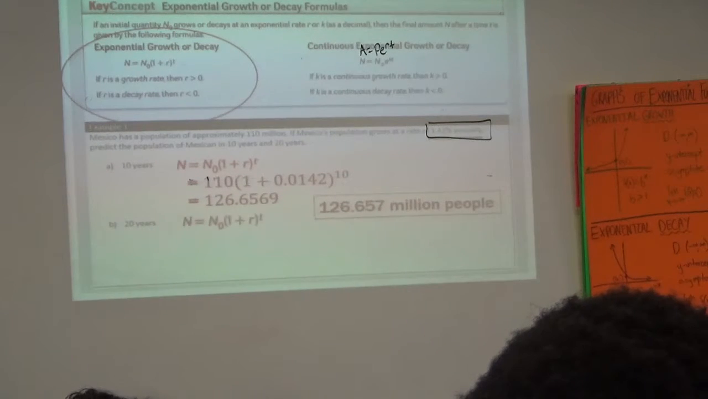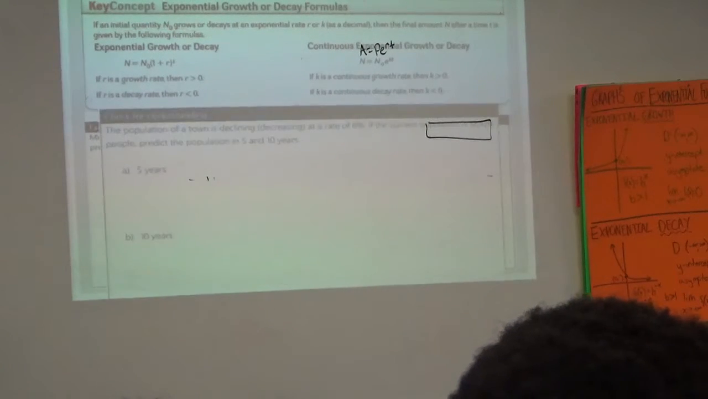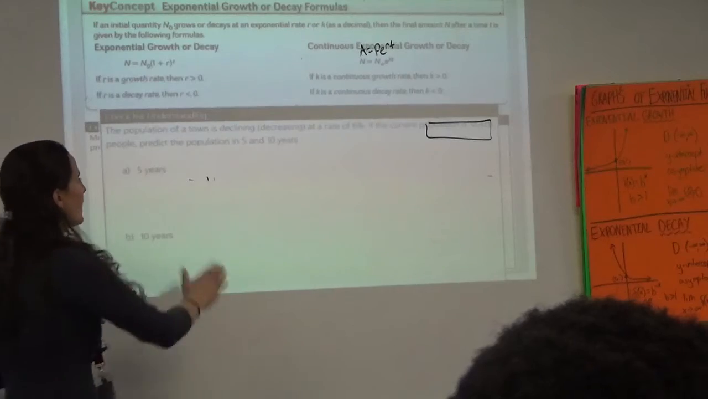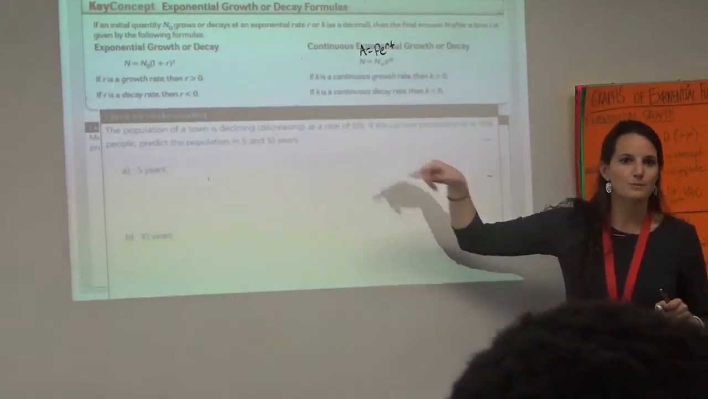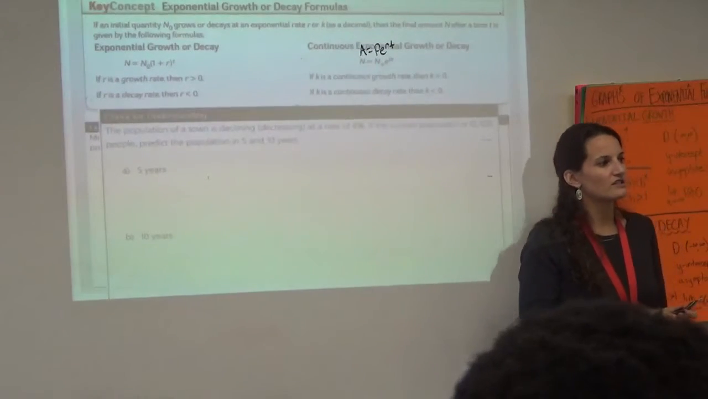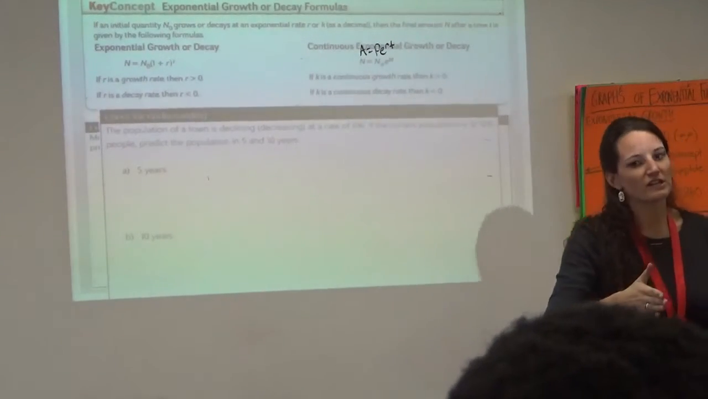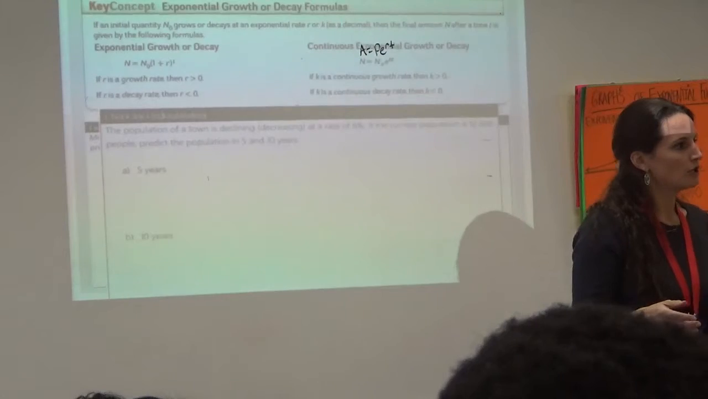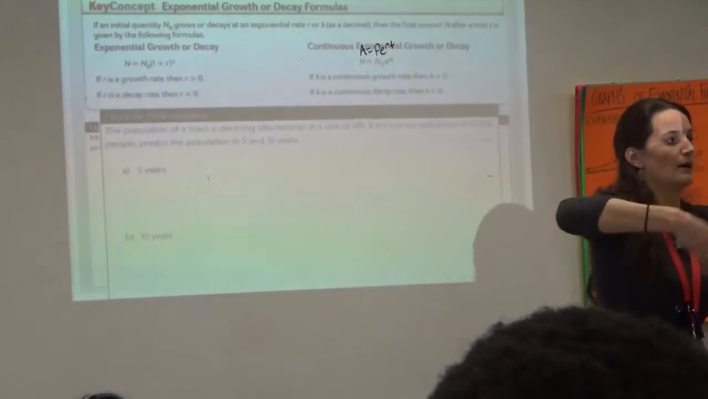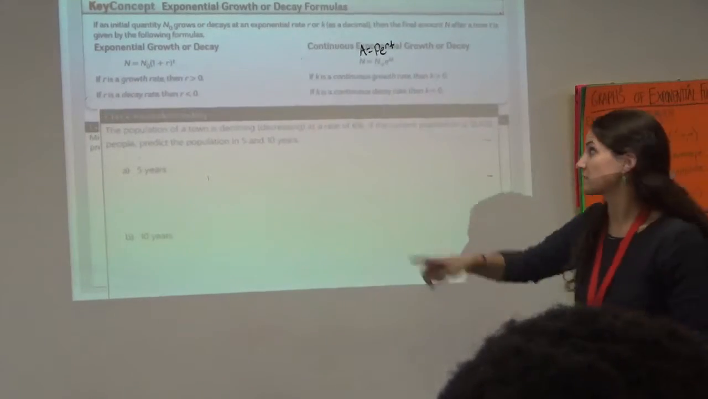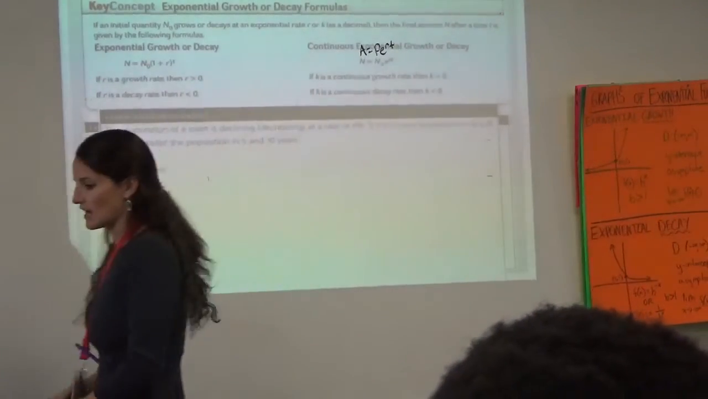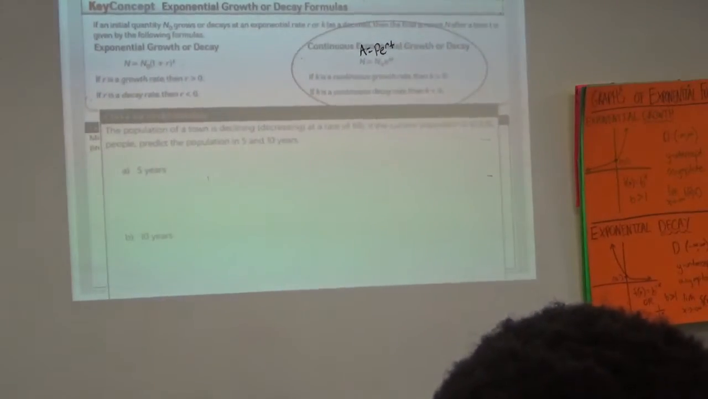Let's talk about one last example to make sure you see before we get out of here, about this population that is declining at a rate of 6%. Does it tell you that that 6% is on some fixed annual basis? No, it just says 6%. That means 6% all the time, so continuously. So we're going to use this second equation.